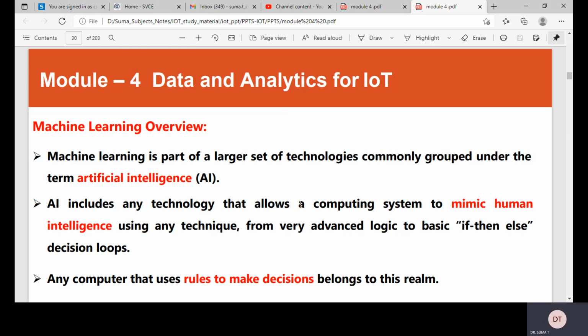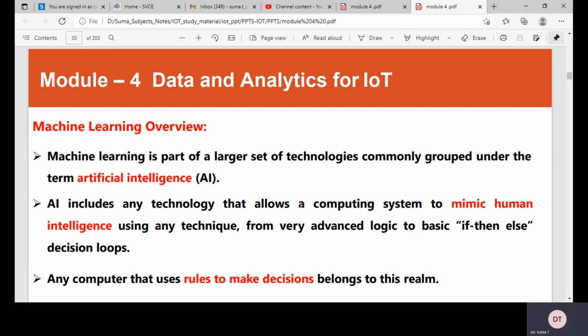Okay, when we look at the machine learning overview, machine learning is in fact part of a larger set of technologies commonly grouped under the term artificial intelligence. As I'm telling you, machine learning is a sub-branch of artificial intelligence. This term used to evoke science fiction dreams of robots and conscious machines, or a Matrix-like world where machines would enslave humankind. In fact, it mimics human intelligence.